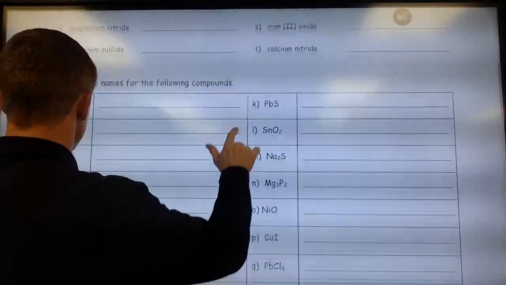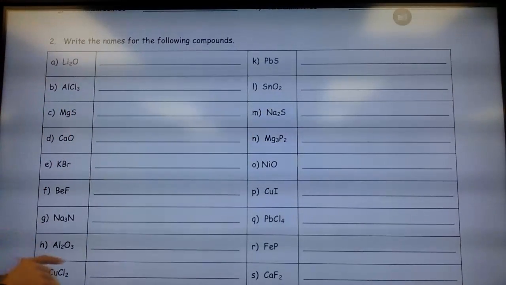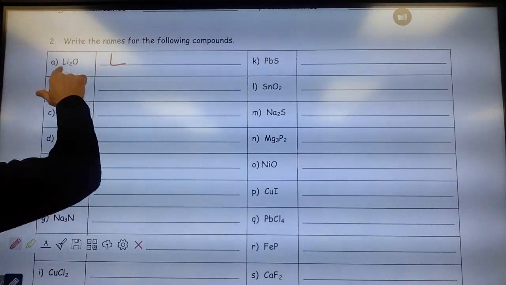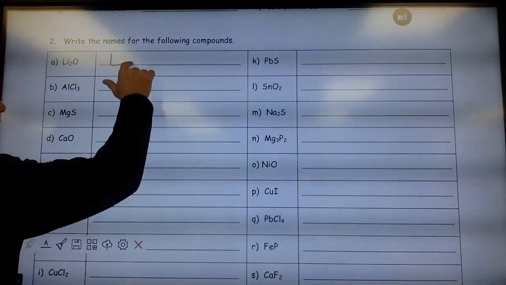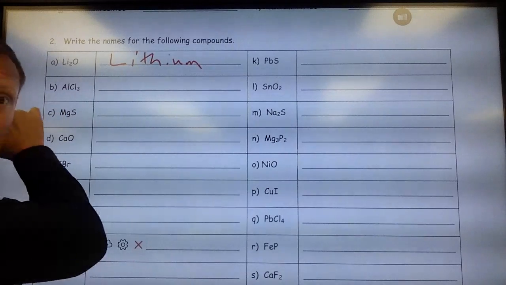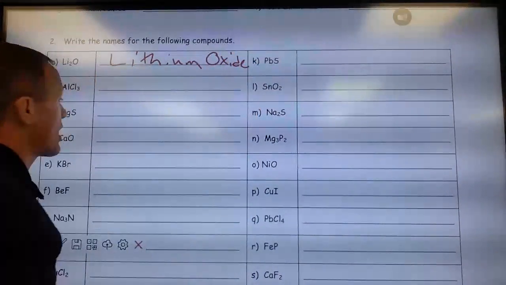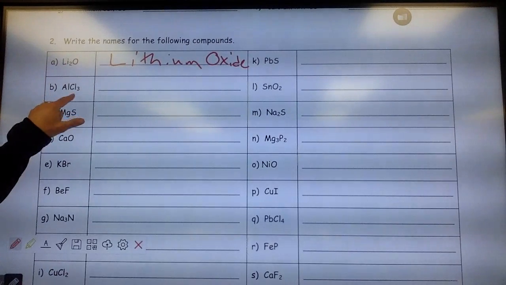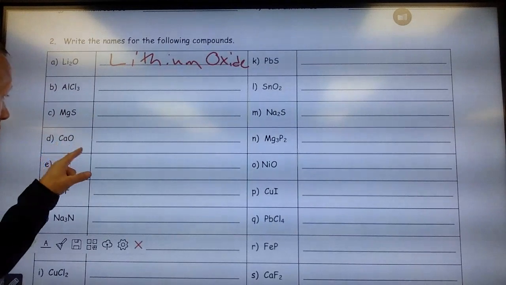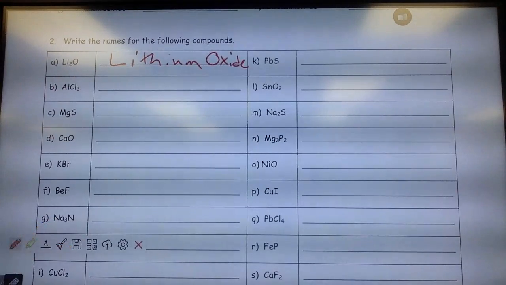All right, those aren't too tough. Writing names of them is easy most of the time. So if I'm writing these names, I'm just going to do a few of these. There is something weird about some of these, though. So first thing, I just say lithium. The 2 there does not make any difference. It makes no difference at all. I just say lithium. So name the first element normal. Second element, we change to "ide" on the end. So lithium oxide, aluminum chloride, magnesium sulfide, calcium oxide, potassium bromide, sodium nitride.